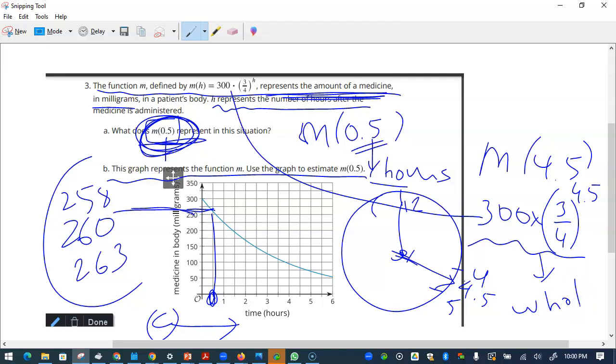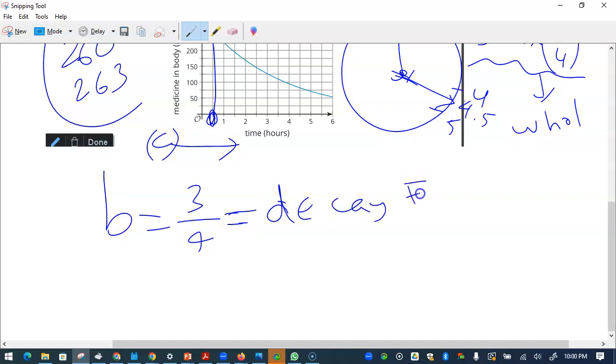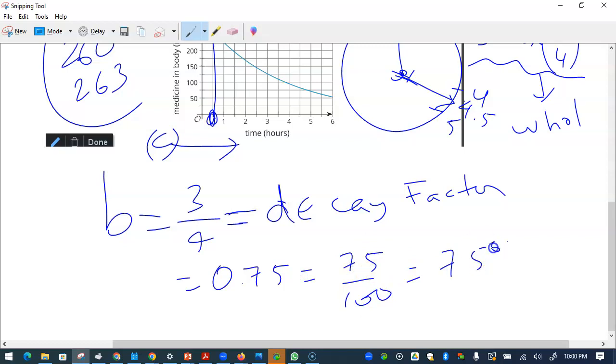At the same time, I want to ask, just look at the 3/4 there. Can you see that 3/4? What does that 3/4 mean? The b is 3/4, which basically means it is the growth factor, or a decay factor. Here I call it a decay factor because it's less than 1. So 3/4 is also 0.75, right? Which is 75 divided by 100, and that is 75% of the medicine stays in the blood.